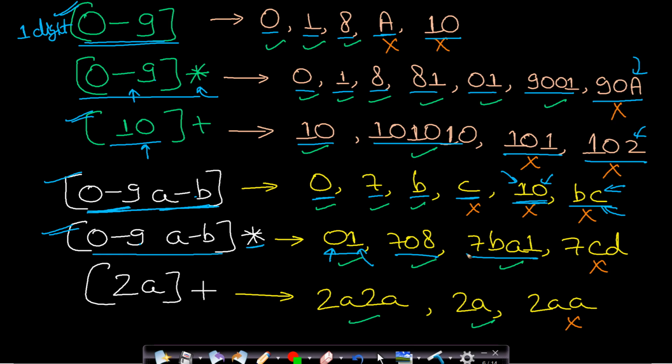7BA1 is also valid. 7 is in the range of 0 to 9, B is in the range of A to B, and so on. Each and every one is in the range. Now this 7CD is not in range because C is out of range, D is out of range, so this is not valid. Now if you write this 2A plus, then this block 2A will get repeated an integral number of times. So 2A is valid, 2A is valid, but 2AA is not valid. So I hope you understood these examples as well.